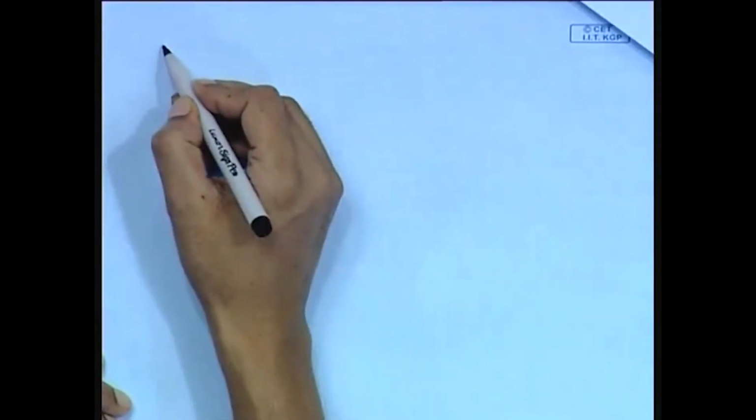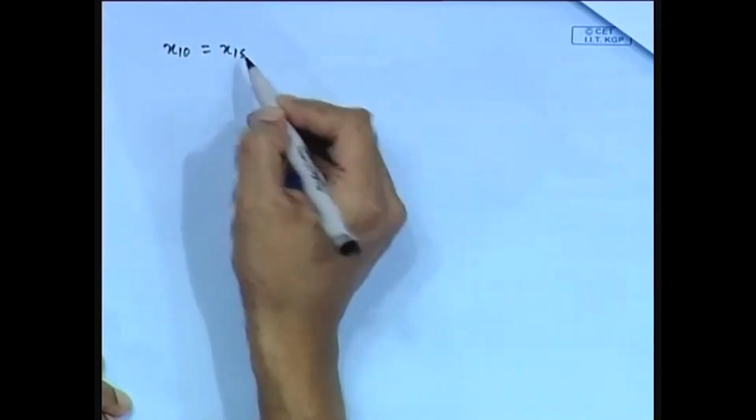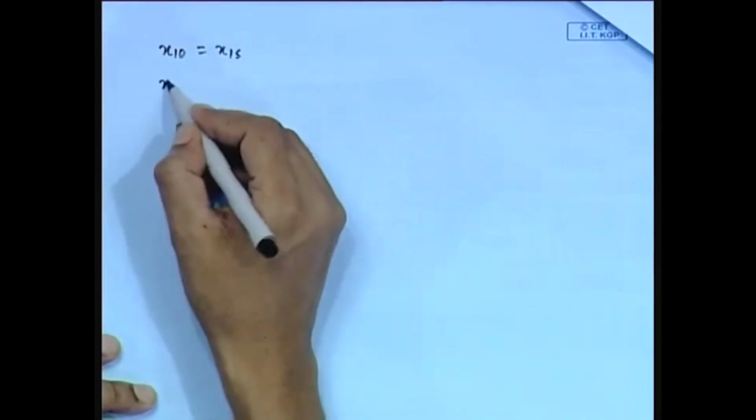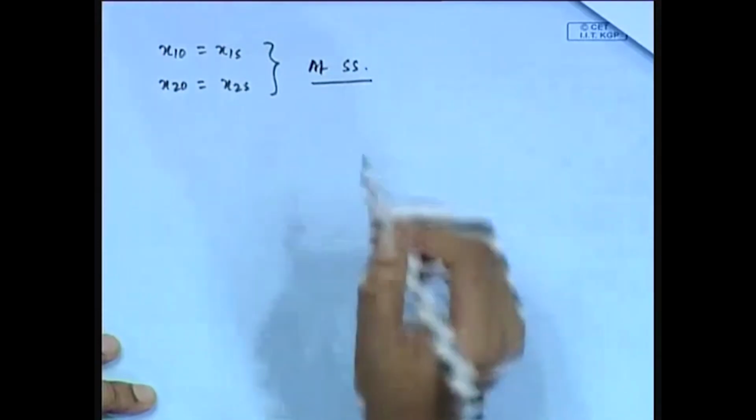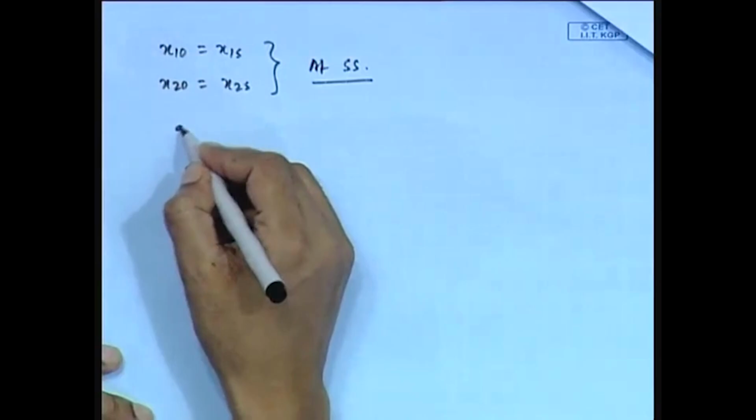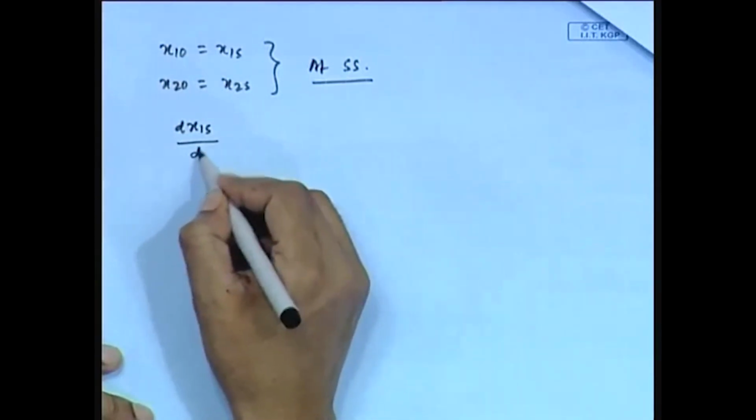What is the next step? We wish to represent this linearized model in terms of deviation variables. So we need to write the equations considering steady state. At steady state, we will assume that x1 naught equals x1s. Basically, we are replacing the suffix 0 by s. Similarly, x2 naught equals x2s at steady state. So how can we represent the modeling equations at steady state? The first equation will be dx1s/dt. x1s is a constant term, so we can write it as 0.